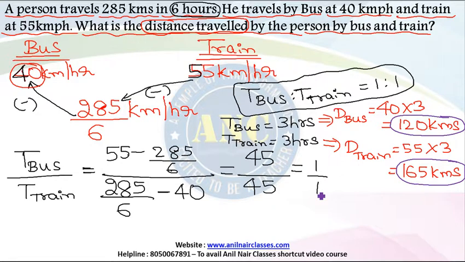If you want to check it, total distance traveled is 120 plus 165, which is nothing but 285, which is what is given in the question. Total time taken is 3 hours in bus, 3 hours in train. Total is 6 hours, which is the traveling time. I hope the idea is very clear.